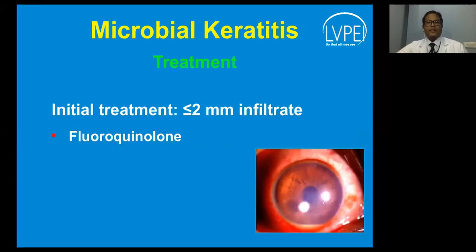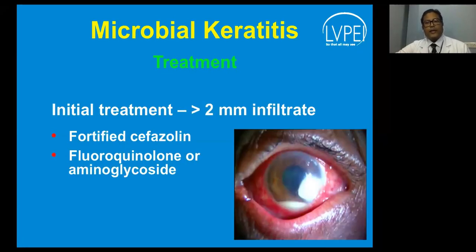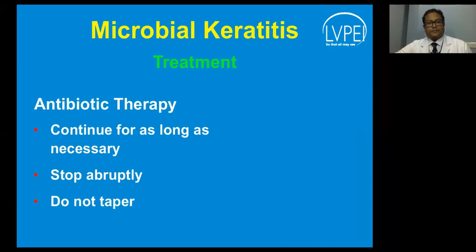So when there is a small, well-defined infiltrate, then probably a fluoroquinolone is also a rational choice. Whereas in a larger infiltrate, a fortified cefazolin or a fluoroquinolone or aminoglycoside can also be used. Similarly, the antibiotic needs to be continued for as long as necessary, and then it should be abruptly stopped, and you should not at any point of time taper an antibiotic because it tends to induce resistance.